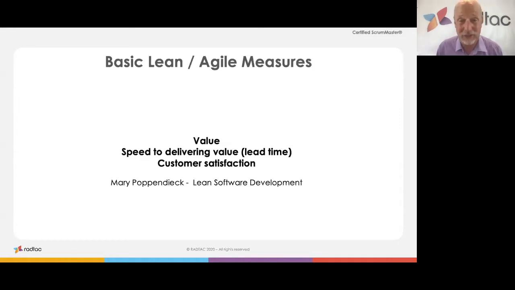But the basic thing is the lead time. How long does it take us from idea to delivery of value?